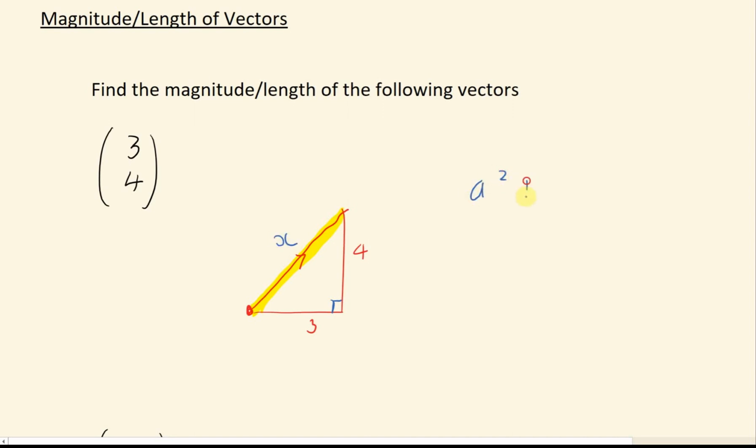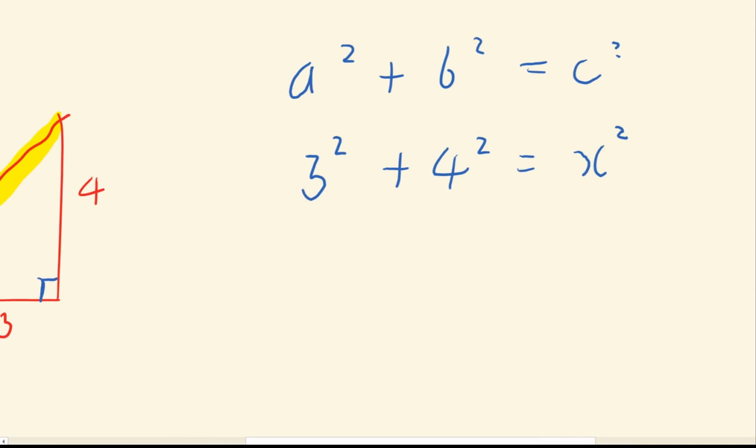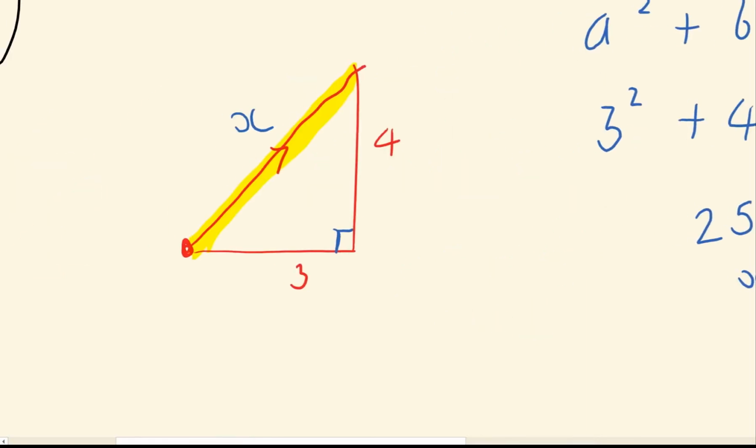We know from Pythagoras' theorem, which is a squared plus b squared equals c squared, we must have 3 squared plus 4 squared equals x squared. Then we just solve that. 3 squared plus 4 squared is 9 plus 16, which is 25. So 25 is x squared, so x is 5. That means the length of this line was 5 units long. Again, we don't have centimetres. If we did, we'd say 5 centimetres. If not, we just say it's 5 units long.